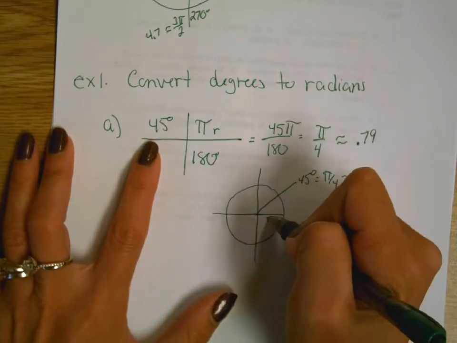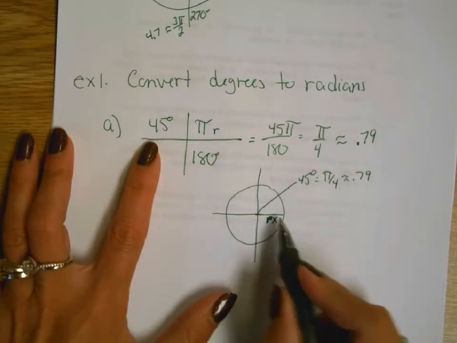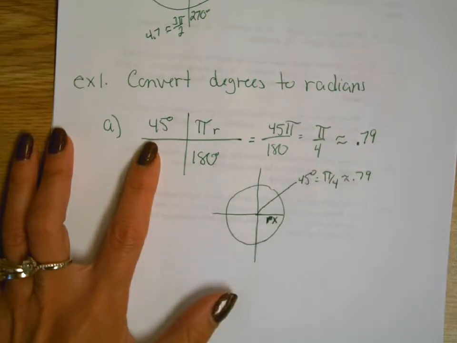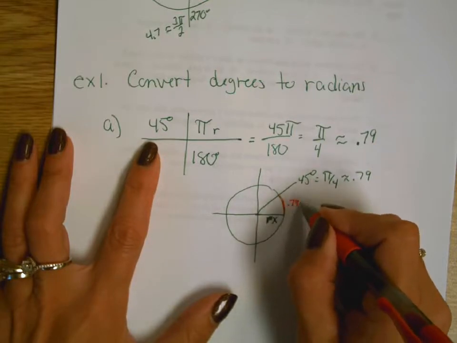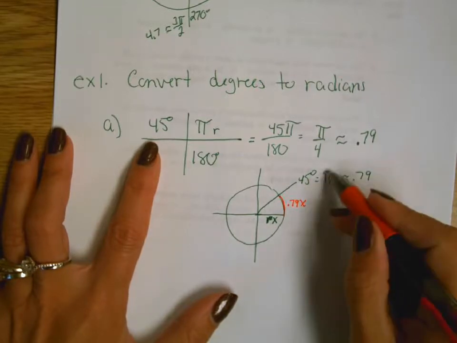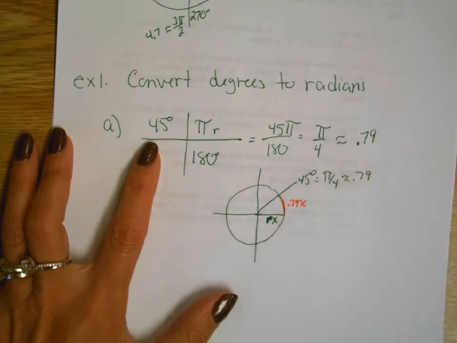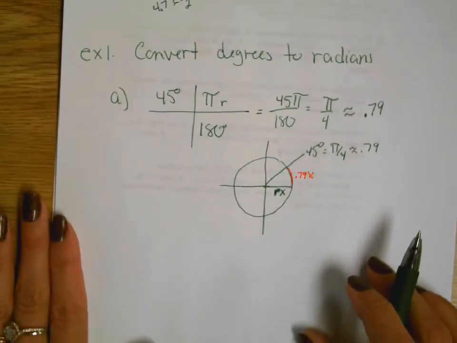So if this was my R, my radius, so I shouldn't use R because that's radian. X, I'll call it X. So if that distance was X, I know that the arc length is about 0.79 of an X. Not quite a full radius length, about 80% of a radius. I want you to wrap your brain around what this number is actually telling you. I'm going for overkill this year instead of just this process.